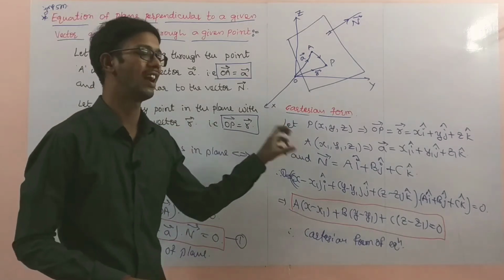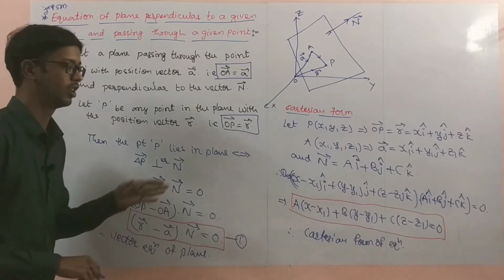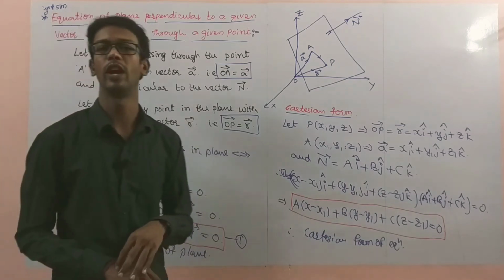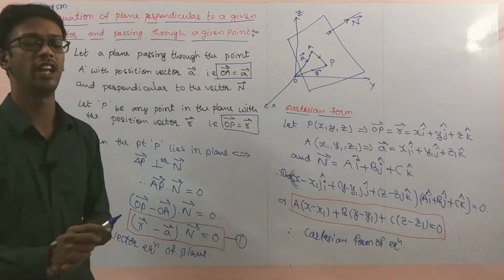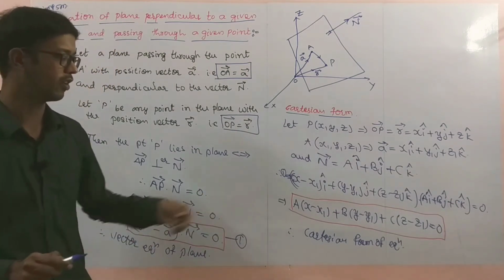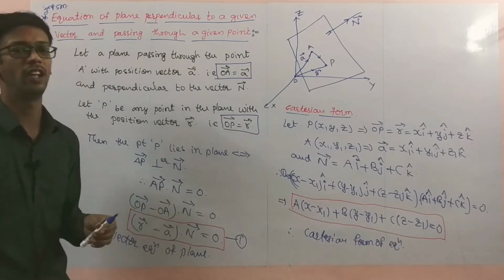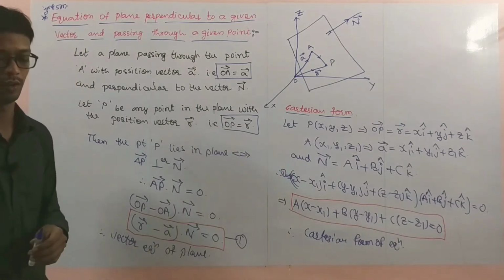Cartesian form: just write the position vectors and simplify. A into (X minus X1) plus B into (Y minus Y1) plus C into (Z minus Z1). That is the Cartesian form of the equation. So pause the video to note it down.